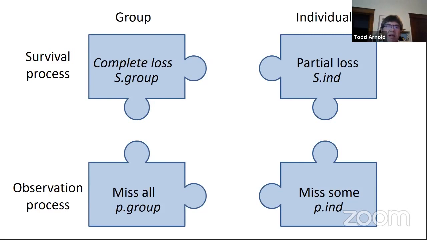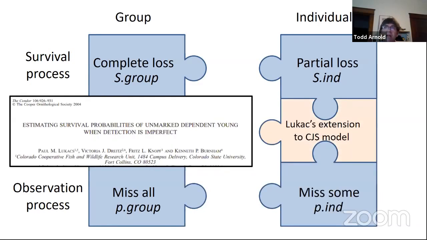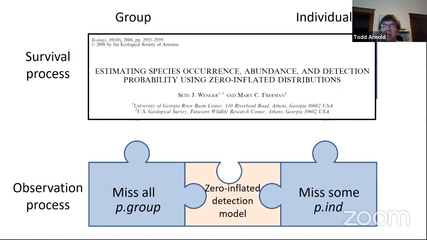And these issues have been looked at previously, in fact, quite a while ago. We could address the issue of complete detection failure and complete loss using robust design occupancy models that were published in 2003. Paul Lukács dealt with the issue of partial losses and partial detection failures with a modification of the Cormack-Jolly-Seber model. This was published in 2004. We can deal with partial and total survival losses, partial and total detection failures.